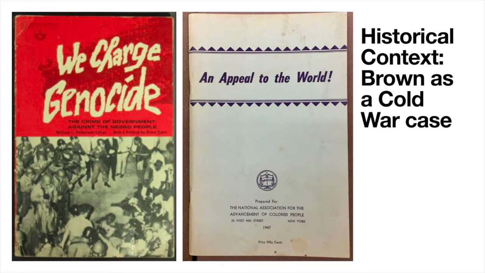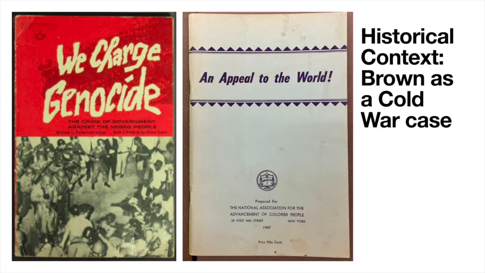And that the Soviet Union and the Soviet bloc kept bringing up, rightfully so, the example of the treatment of African Americans in the United States. And so here I have two images of books that were presented to the UN. They were petitions to the UN on behalf of African Americans in the United States once the UN was founded, asking the UN to act on behalf of the human rights violations of African Americans in the United States.